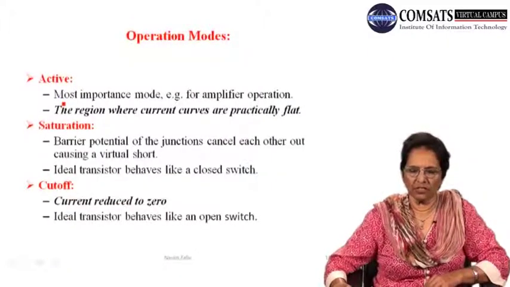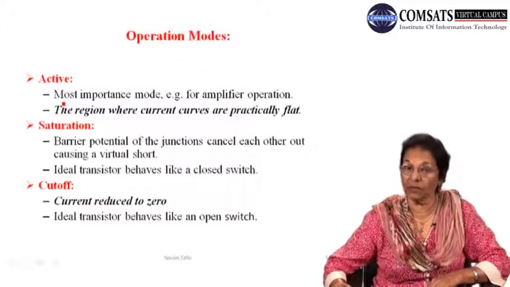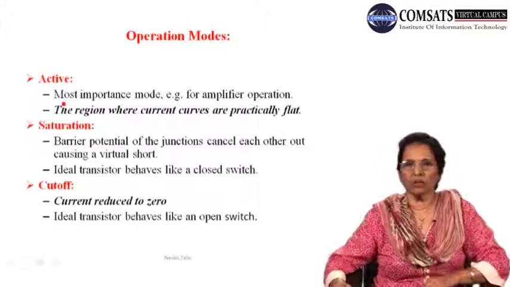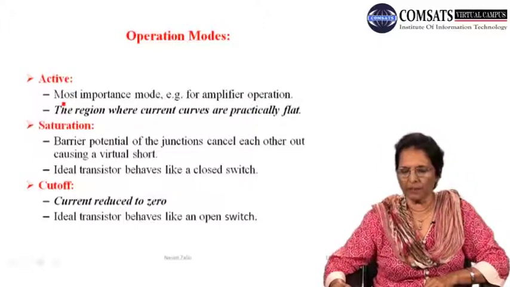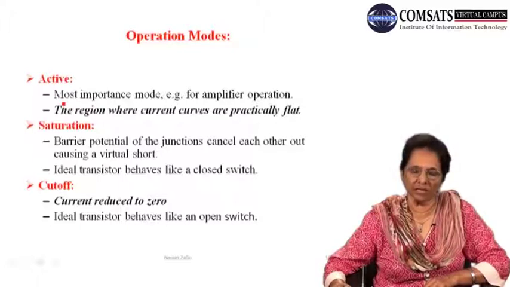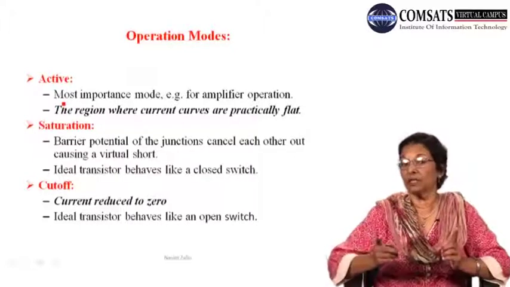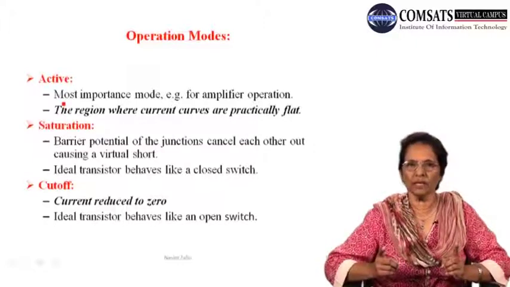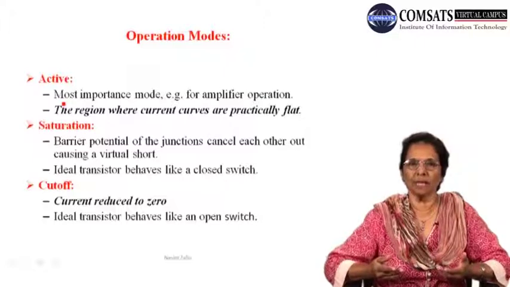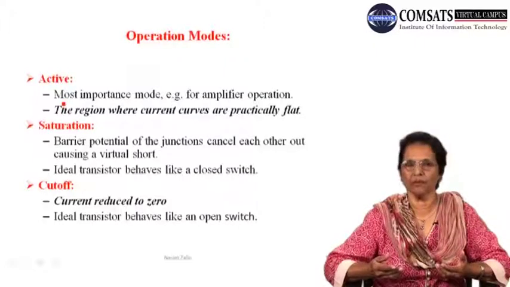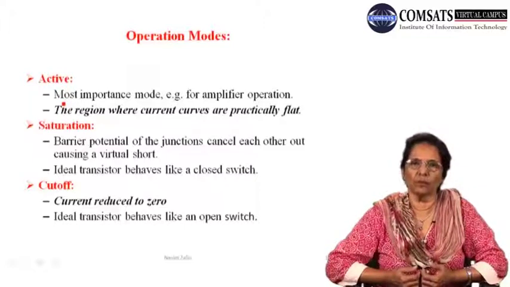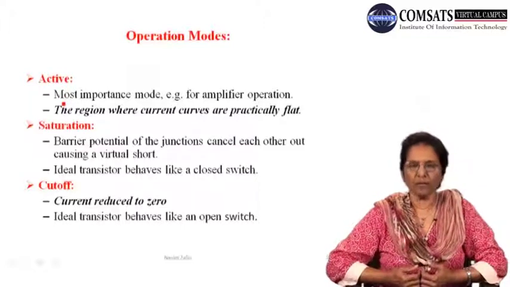Now, this region is known as the active region because for a given input you are getting a large amount of current in the output circuit, and the region where curves are practically flat is termed the active region. And this is precisely the region where we will be utilizing our bipolar junction action as an amplifier action, which will be discussed later on under some appropriate heading.